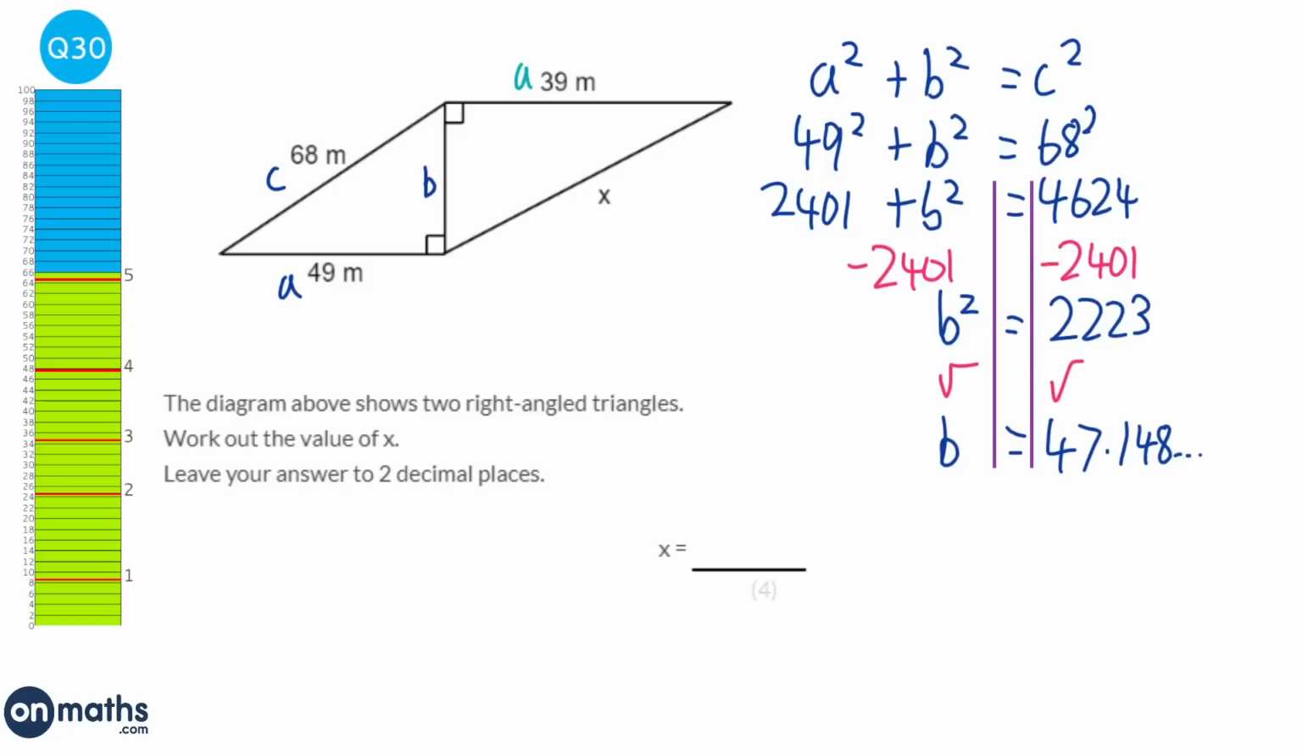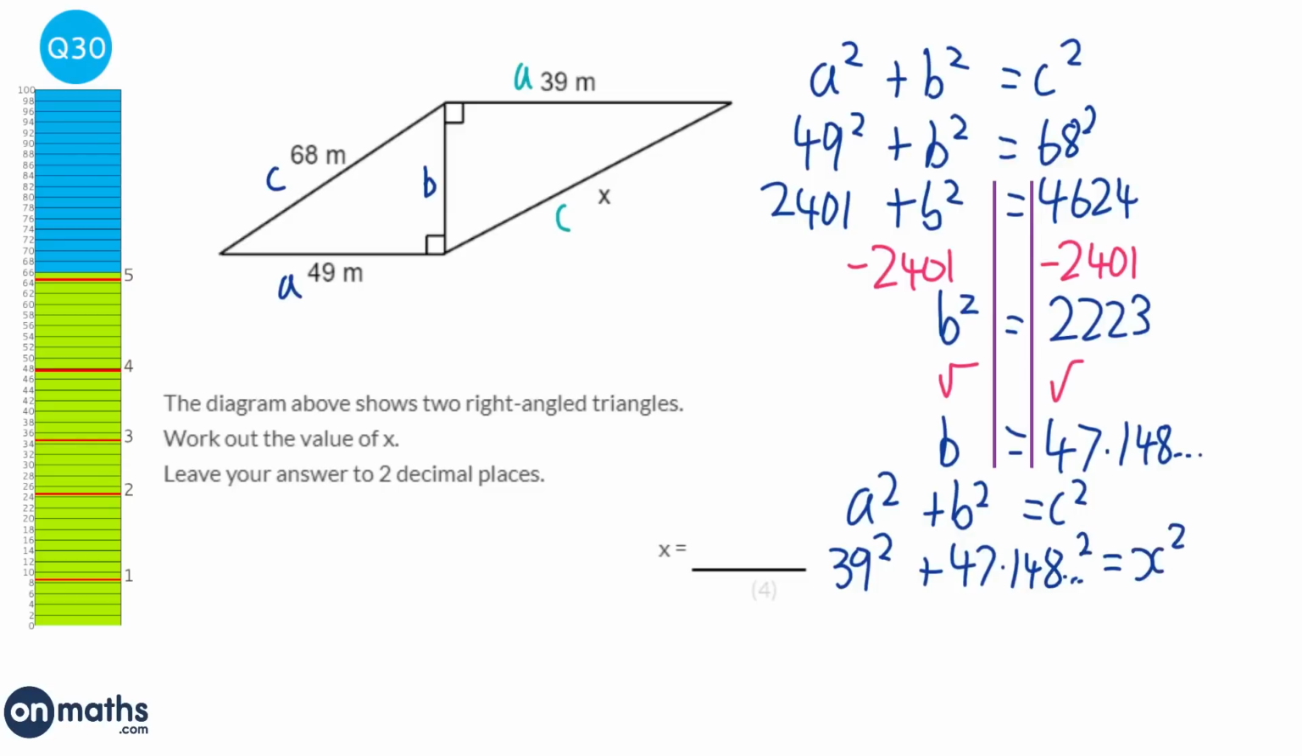we've got our b, and we're going to call x the c. So it would be a squared plus b squared equals c squared, but this time a is 39. B we are given as 47.148, we've just worked that out. And we're looking for c, in fact we can call it x now. Okay, so we need to square that.